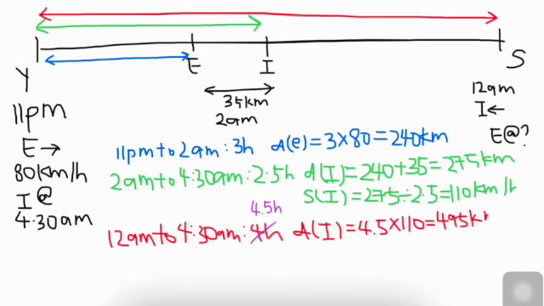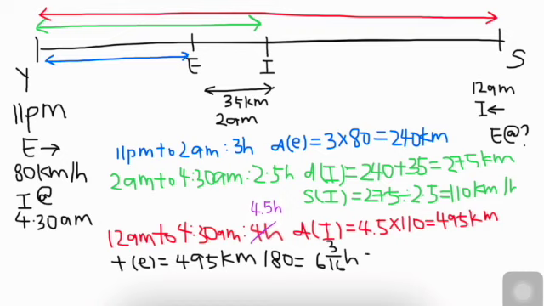Okay, since we know that the total distance is 495 kilometers, we'll be able to find the time taken by the English textbook, which will be equal to 495 divided by 80, which is the speed, and this will give us 6 and 3 over 16 hours, which is approximately 6 hours and 12 minutes. Okay, since the textbook starts traveling at 11 p.m., 6 hours and 12 minutes later will be 5:12 a.m. the next day. Okay, that's it. We solved this question.